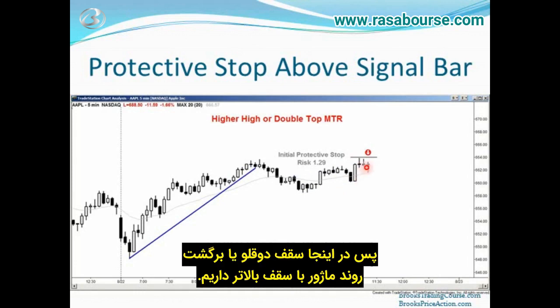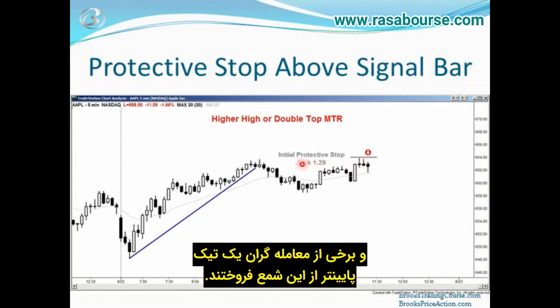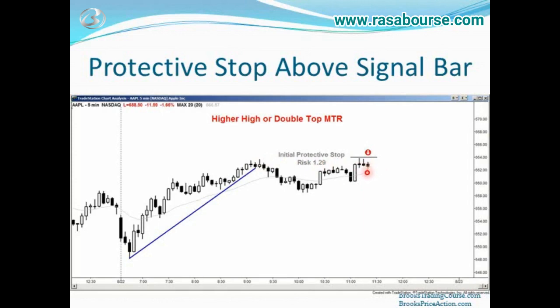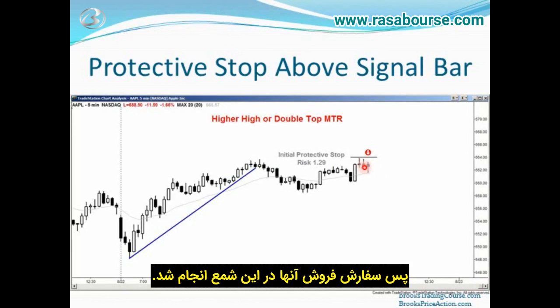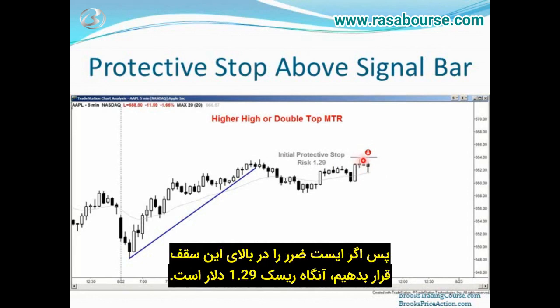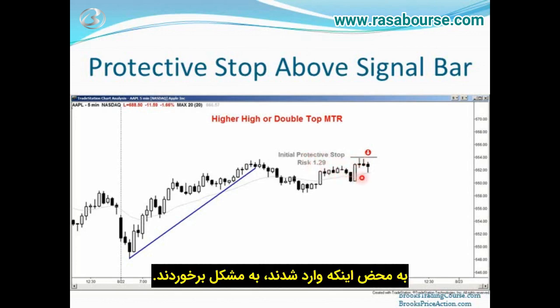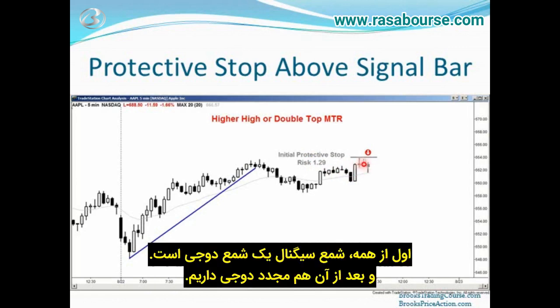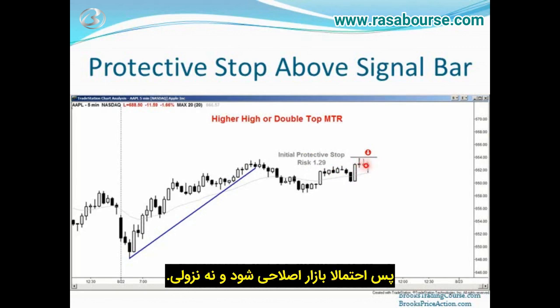Traders who took this second entry short, the higher high or double top major trend reversal short, went short one tick below the low of this bar, so they got short on this bar, and their stop is above probably the swing high. There's not much difference between these two bars, but if they put their stop above the swing high, their risk is $1.29. As soon as they got filled, they had problems. First of all, their signal bar is a doji bar following a second doji bar, so that increases the risk of sideways instead of down.